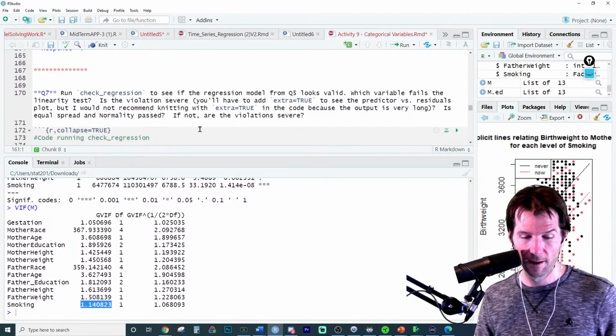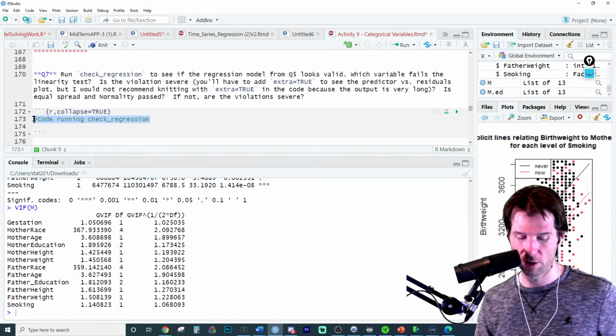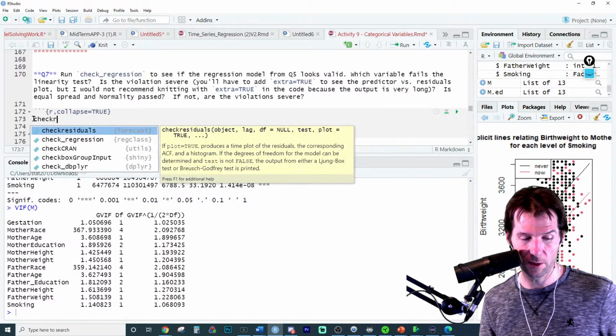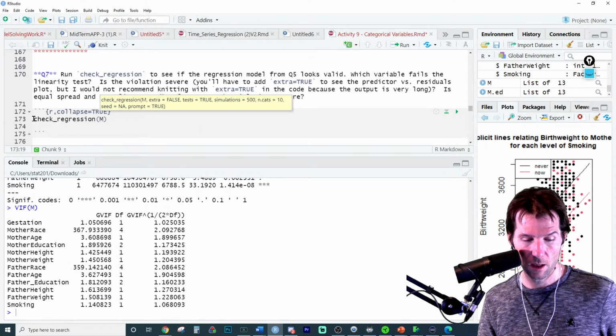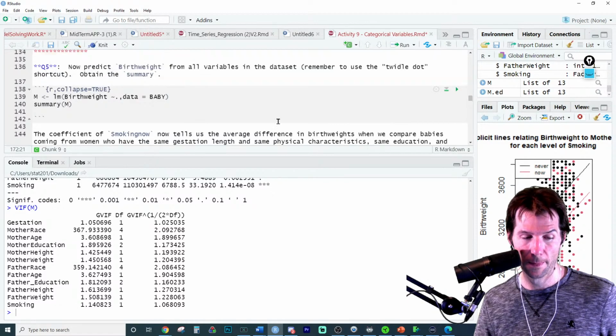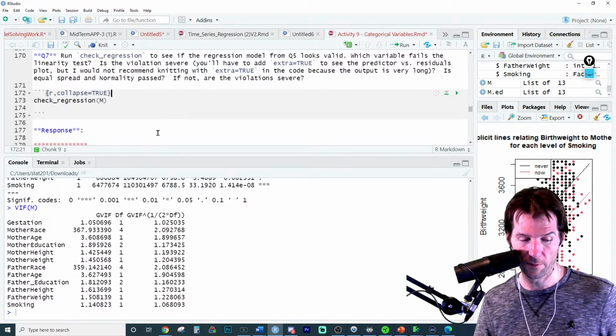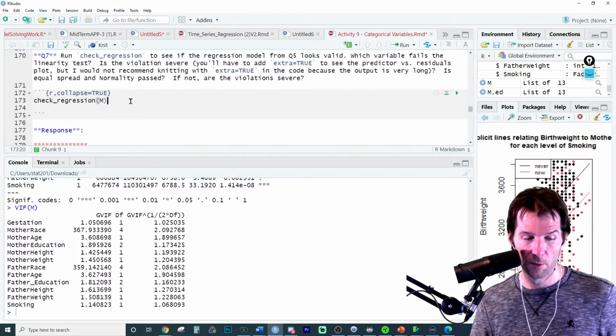No overlap. Let's look at our check regression right here to see if our model is actually doing what it should do. When it comes time for check regression, and to see if your model from Q5 looks valid, is that the full model? It is the full model. So when we do this from all the variables, cool. We have our full, it's gonna be crazy right here. With the extra equals true, we're gonna get a lot of output.